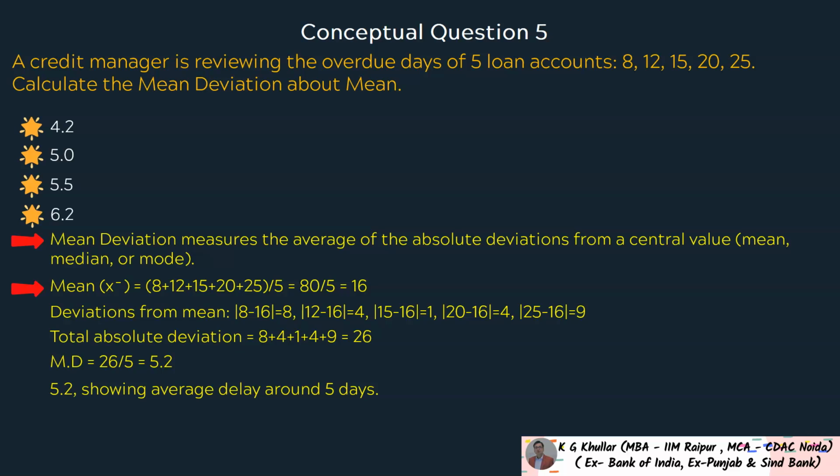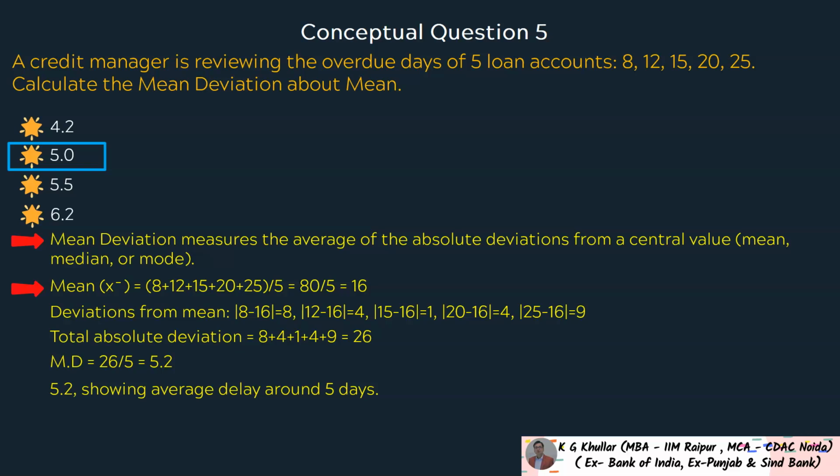Now please note, the use of absolute value means we are ignoring the negative sign. So total absolute deviation is simply 8 plus 4 plus 1 plus 4 plus 9 equals 26. Finally, mean deviation is simply 26 divided by 5 equals 5.2. And this shows that average delay is around 5 days. Thus the correct option for the given question is option B.